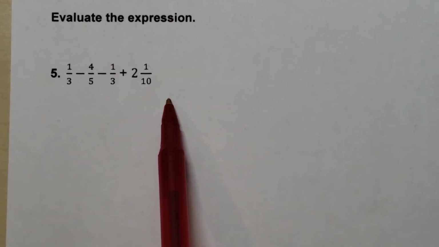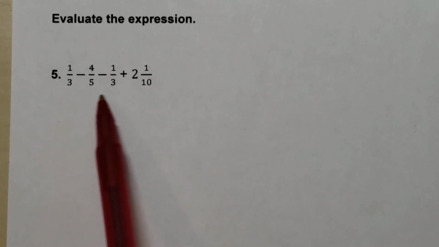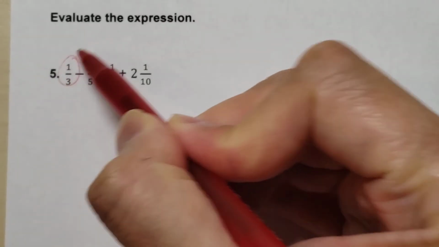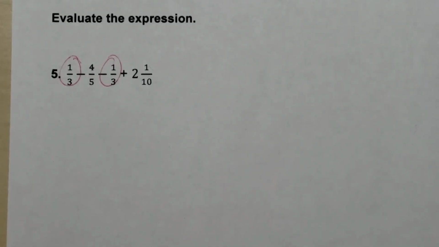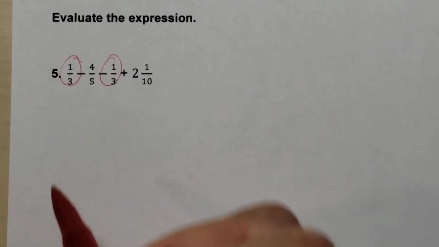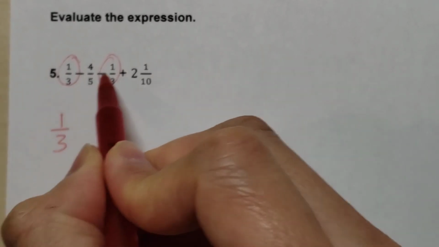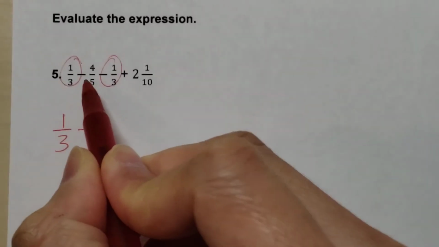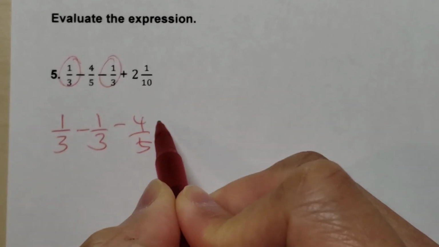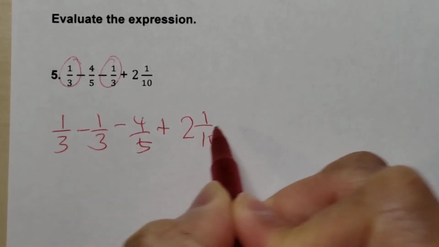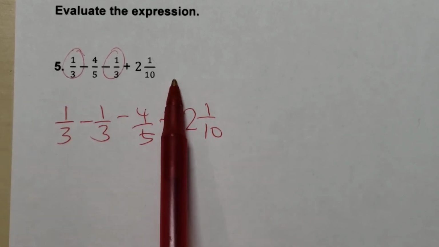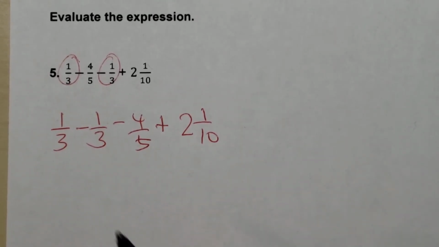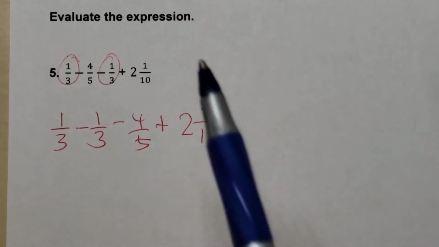What do you know? You know that opposites equal 0. So opposite numbers equal 0. So are there any numbers here that are opposites? And you're right, it's 1/3 and minus 1/3. So you can rearrange the terms, but make sure that you keep the proper sign. So 1/3, so I'm going to put minus 1/3, and you got minus 4/5, and you have plus 2 1/10.